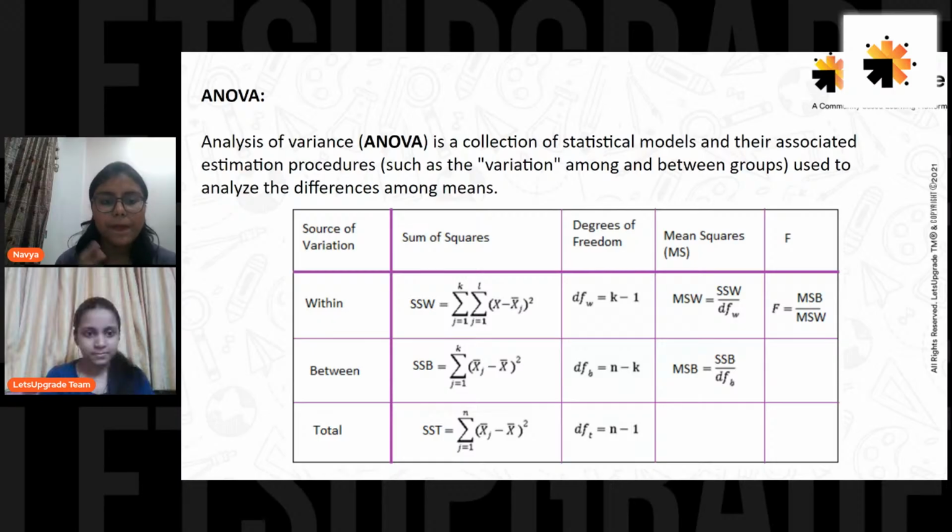Source of variation में आपके 3 variations हैं. Total is not that important. The most important are within and between. So when I'm talking about the within, that means I'm talking about the sum of squares within जो आपके model है. You can understand in this manner.